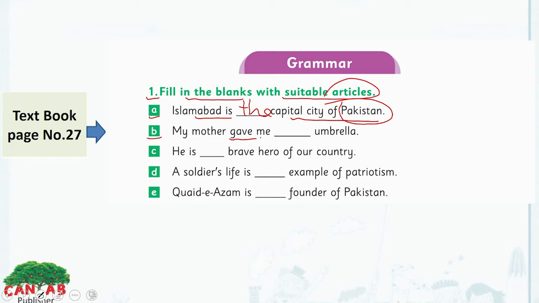B. My mother gave me umbrella. Yes, we have discussed this. The vowel sound here, an umbrella. C. He is brave hero of our country. Brave hero, the word is starting with the consonant sound. He is a brave hero of our country. D. A soldier's life is example of patriotism. Here the example is starting with the vowel sound. So life is an example.